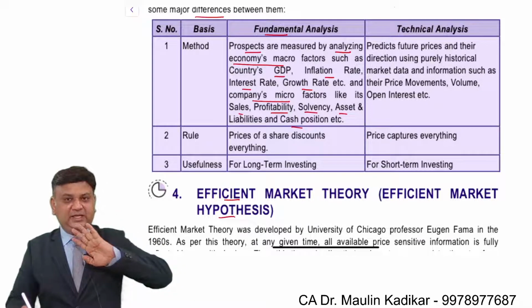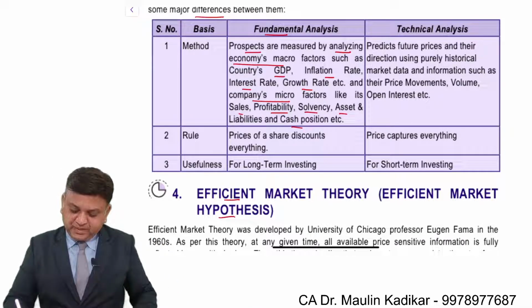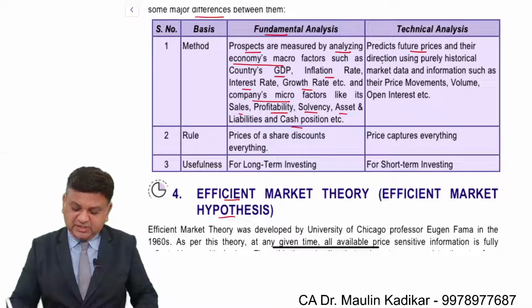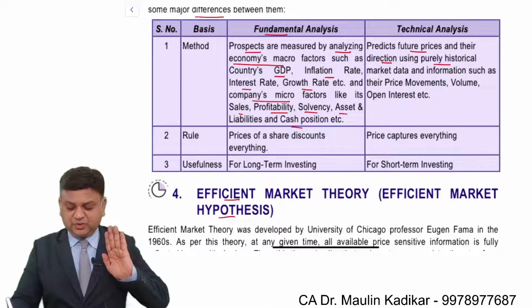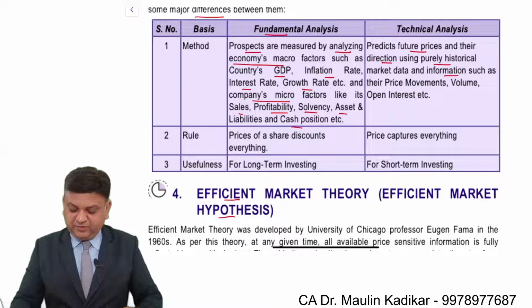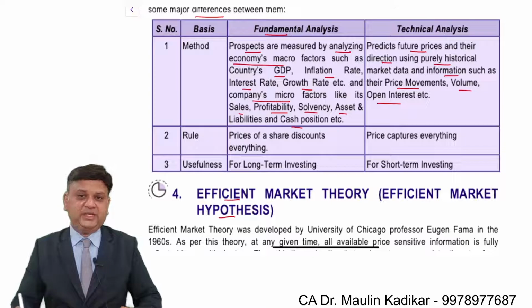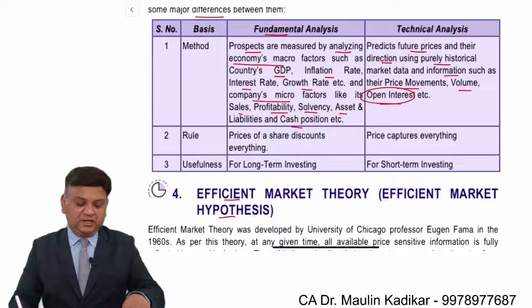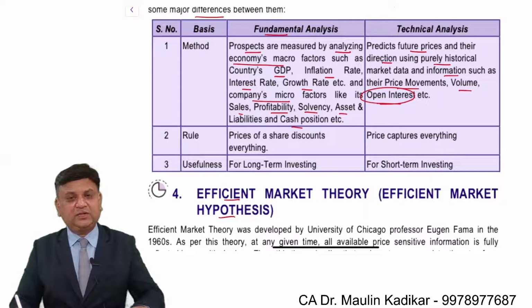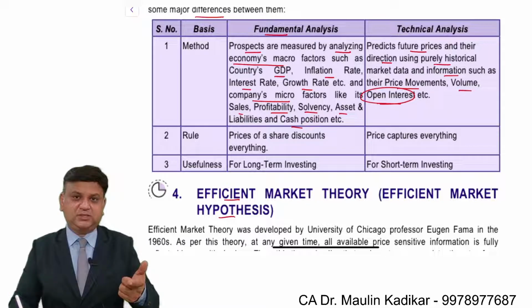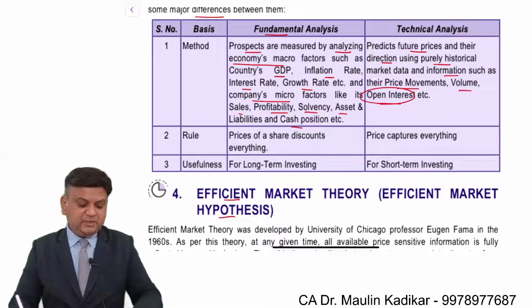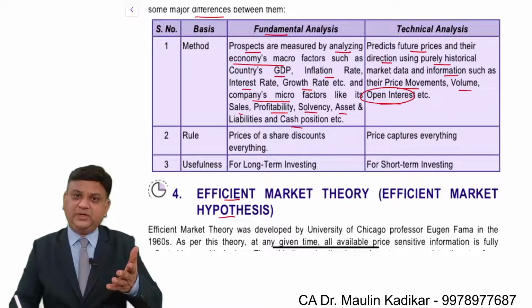On the other hand, technical analysis predicts the future prices and their direction using purely historical market data and information such as the price movement, volume, open interest, etc. Open interest means the number of traders who are doing a transaction, that is, a trade right now. Say, the number of traders who are going to purchase a call option, that is open interest.